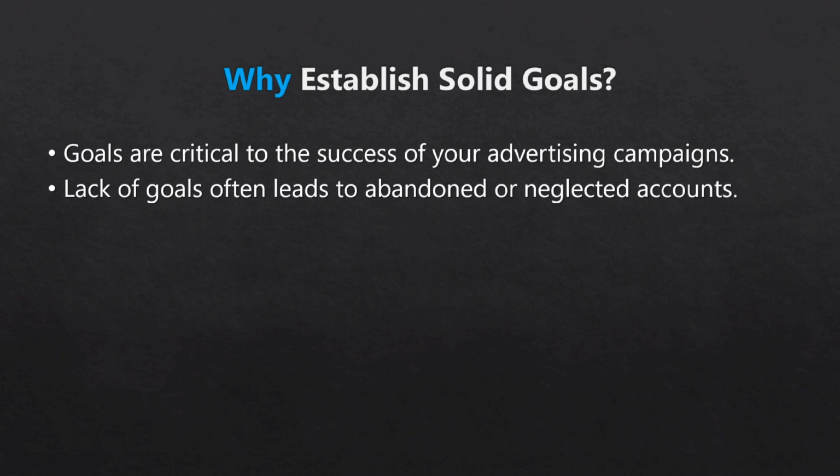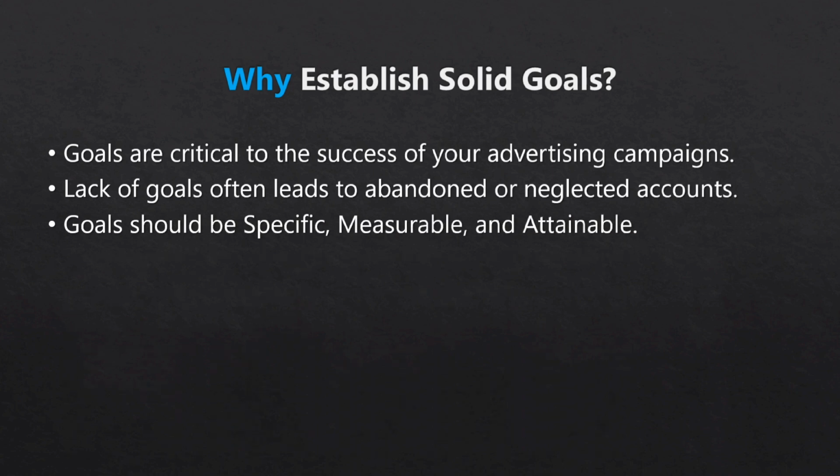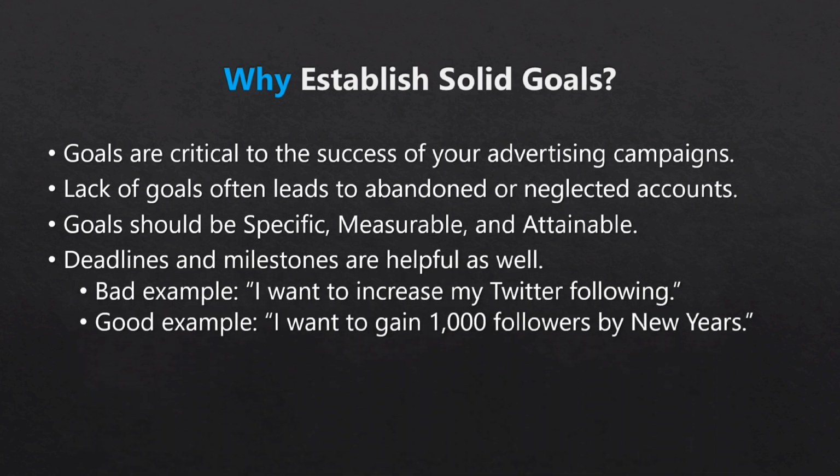So before you even begin establishing any sort of Twitter ad strategy, you need to establish clear advertising goals. Your goals should be specific, measurable, and attainable. They can be long-term, short-term, or a mix of both. Deadlines and milestones can be helpful as well. "I want to increase my Twitter following" would be an example of a bad goal because it'll likely result in your advertising efforts petering out after a while because there's no specifics or milestones. "I want to gain 1,000 Twitter followers by New Year's" is an example of a good goal. It's specific, measurable, and definitely attainable.